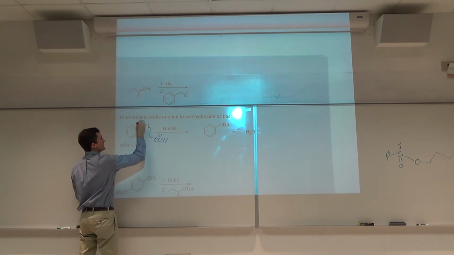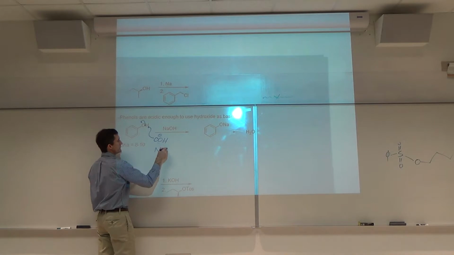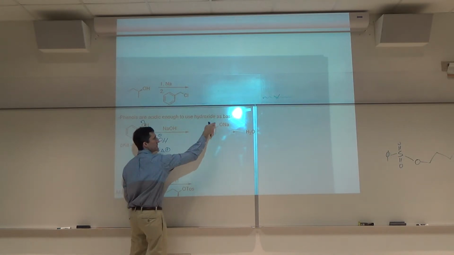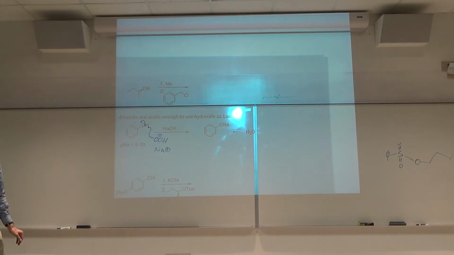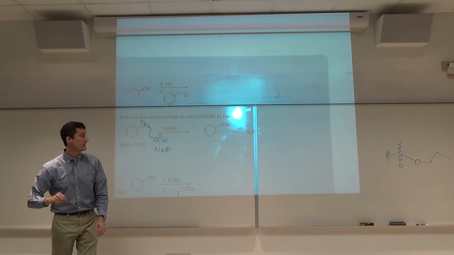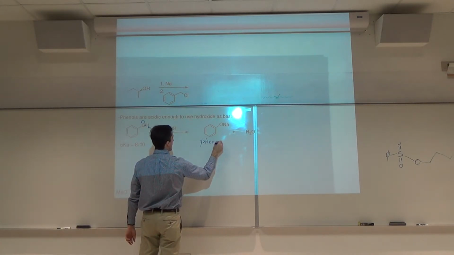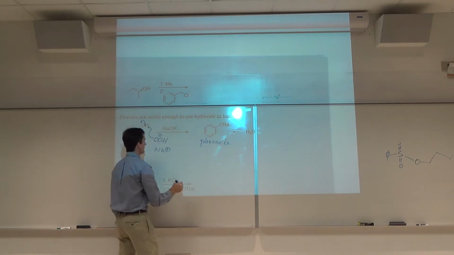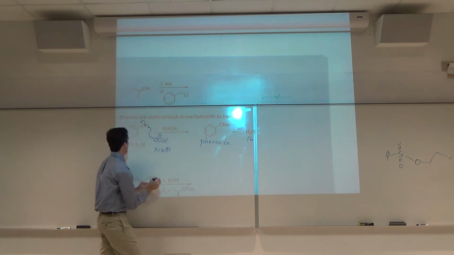Take the H, leave this behind. What are you going to get? Of course, there's a sodium here. You're going to get the sodium phenoxide. The anion of phenol is called a phenoxide. Did I write that up there? I don't think so. Plus water, pKa of 16.